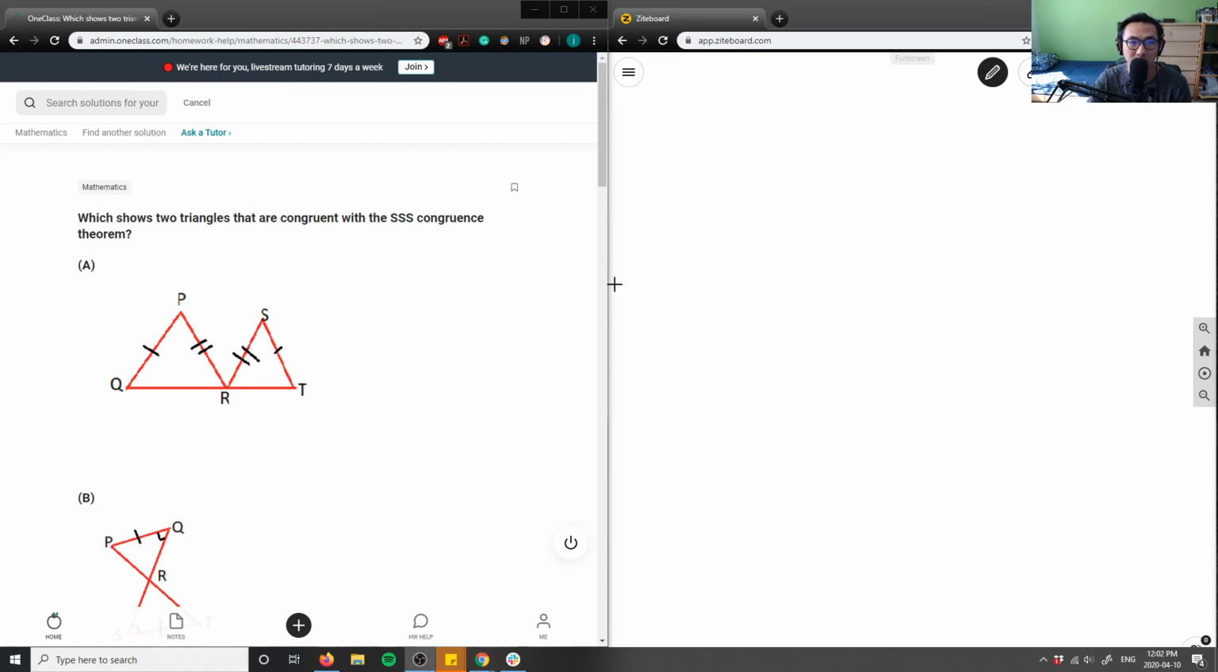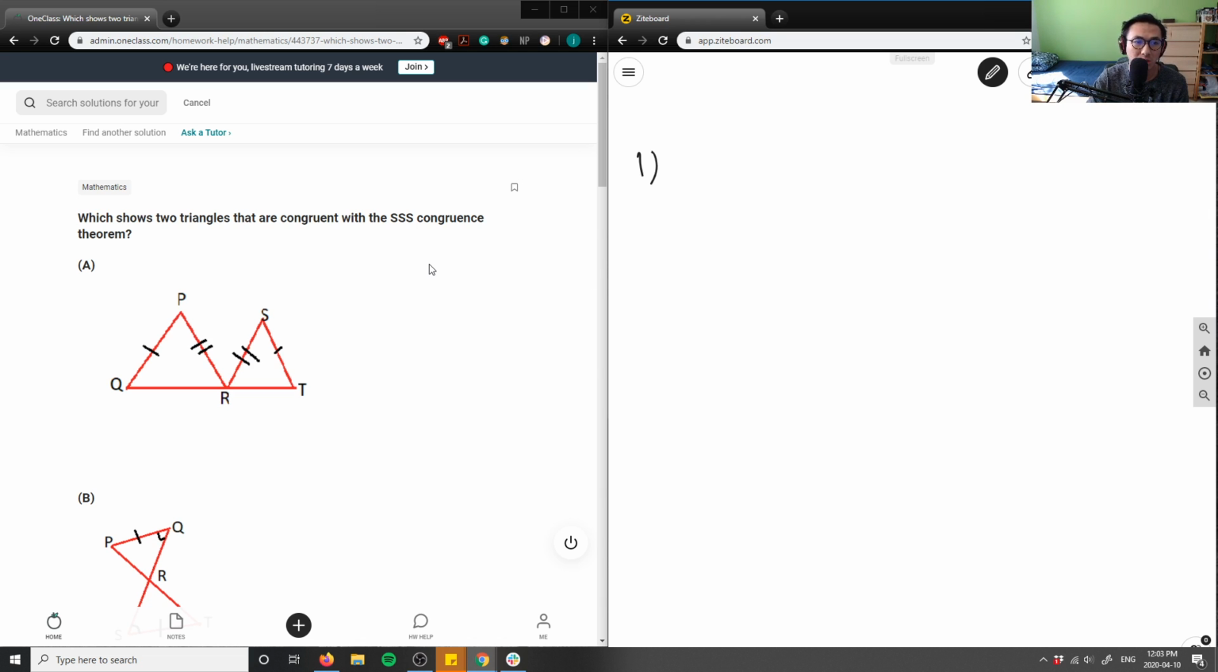Our first question is this one: which shows two triangles that are congruent with the SSS congruence theorem? I'm going to give you a minute to pause and think about this question, and then we'll work through the solution together. If you're in the chat, maybe wave hi, and if you have any questions or concerns about this problem, feel free to let me know in the chat.